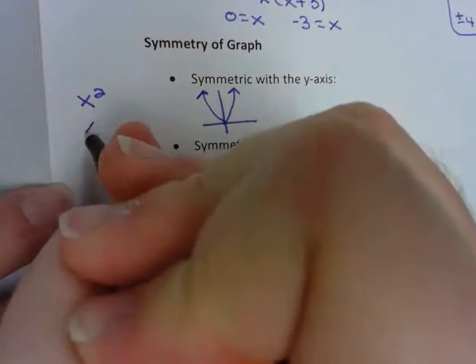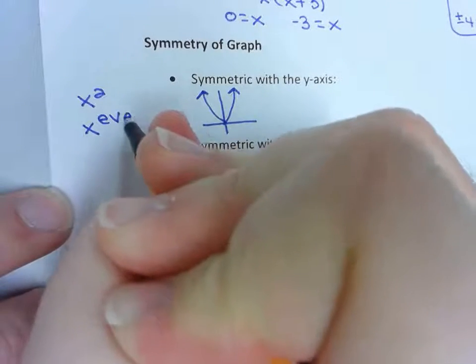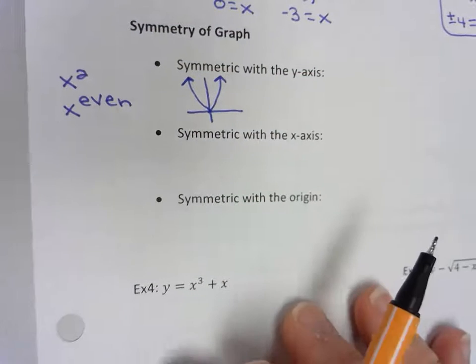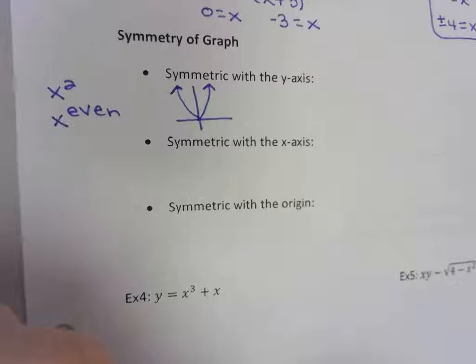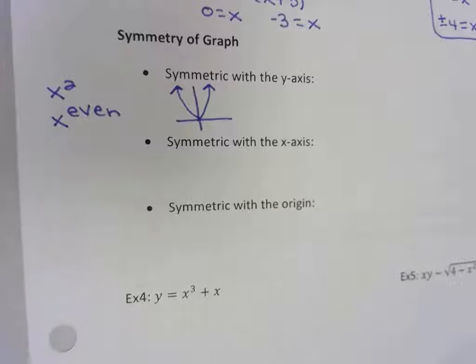Even, yeah. So x to the even is always going to be symmetric with the y-axis. So if I have x to the 6th or x to something even, that's always going to give me that parabola shape. There might be some stuff happening on the inside, but I'm still going to have kind of that parabola shape.